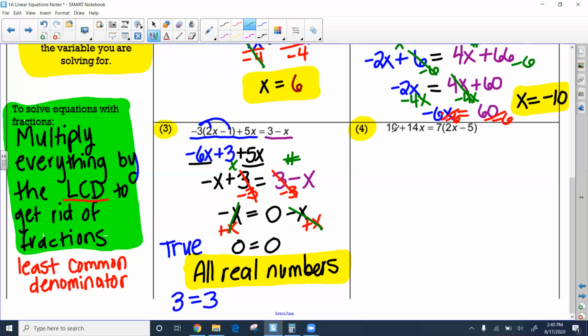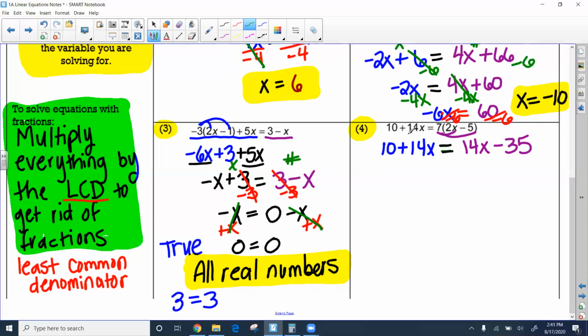Simplify each side separately. The left side is already as simplified as it can be. So 10 plus 14x equals, on the right side, all I can do to simplify there is distribute the 7. And that's going to give me 14x minus 35. Okay. So again, right here, you may not notice that this is going to be a special case, or some of you might notice why this would be a special case. We'll talk about that in a second. But let's proceed like we normally would.